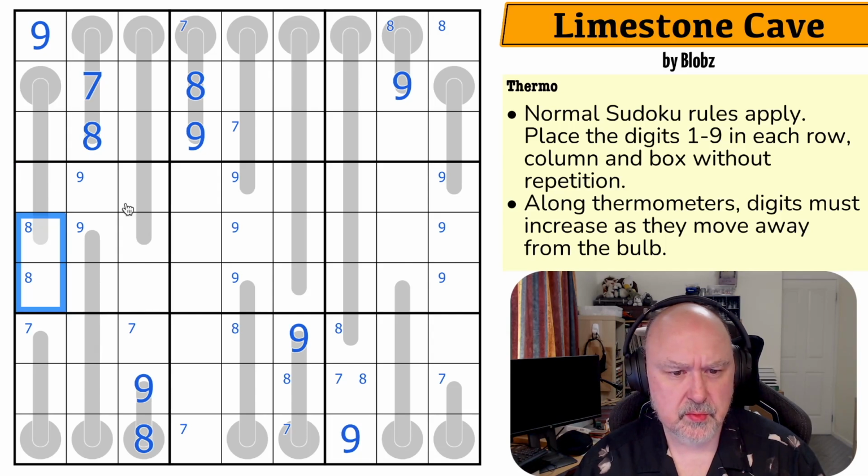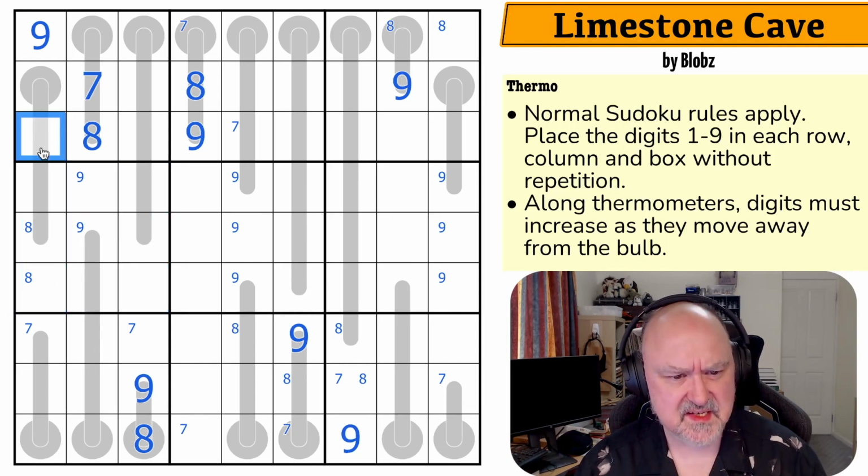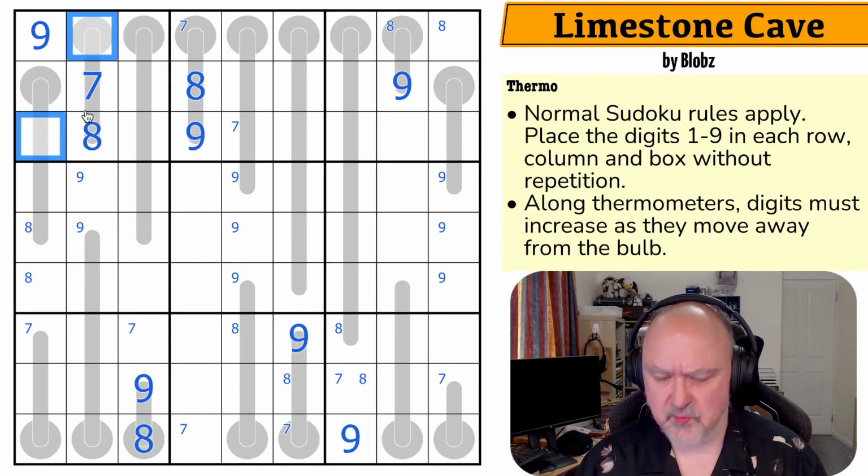So 7 in this box, actually. 7 could be in any of those. It can't be there. So it's in any of those. That's not it. So 6 can't be there. Oh, yes, it can. 6, 7, 8. It can't be there. And it can't be in any of those. So 6 is in one of those two.